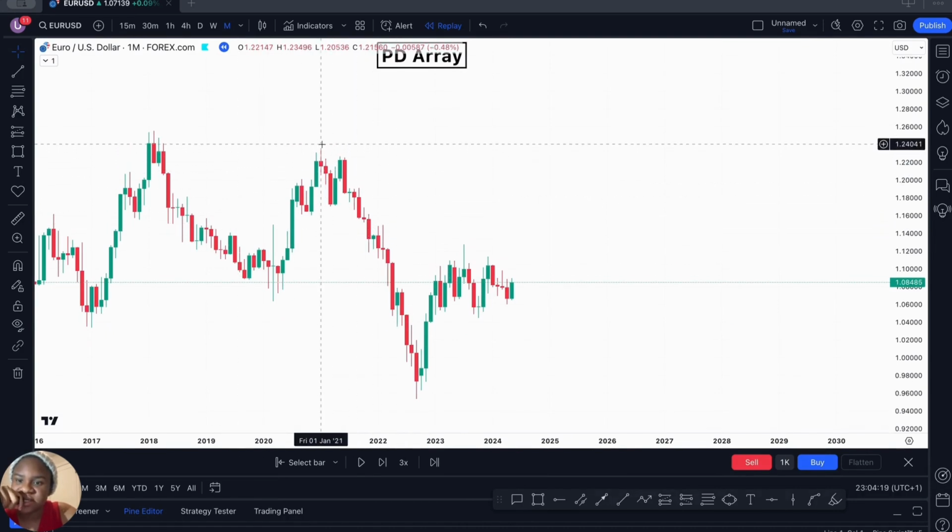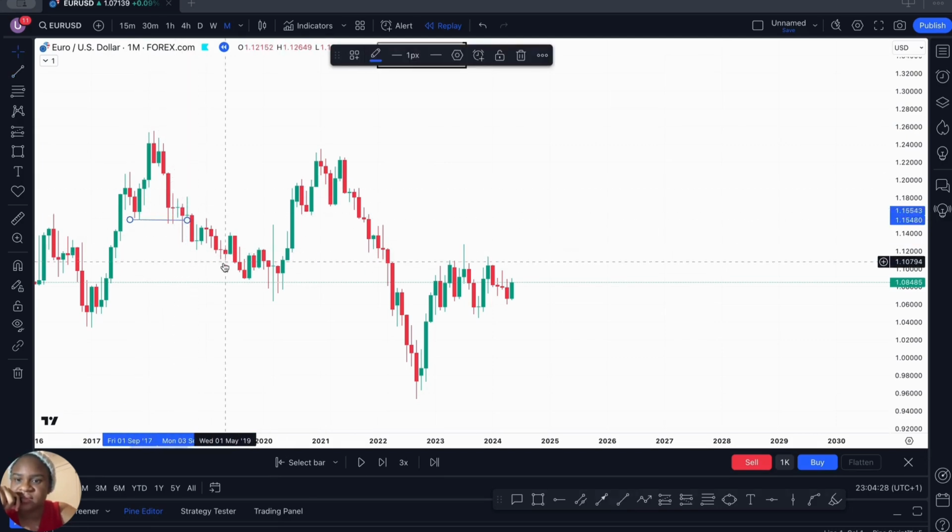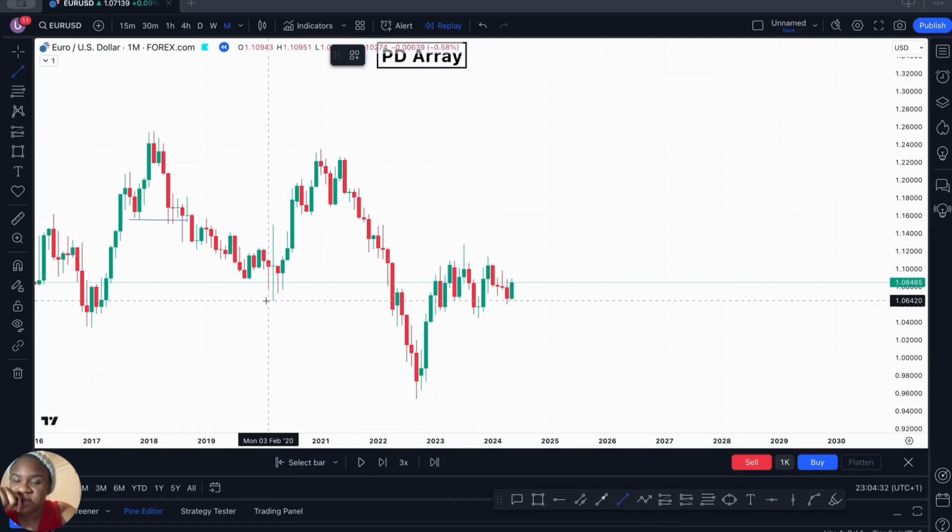Now, if you look at this chart, what am I seeing here? There was a swing point that was being broken here with a body coming out. It came back up, and another swing point was being broken here. You can see this, right?